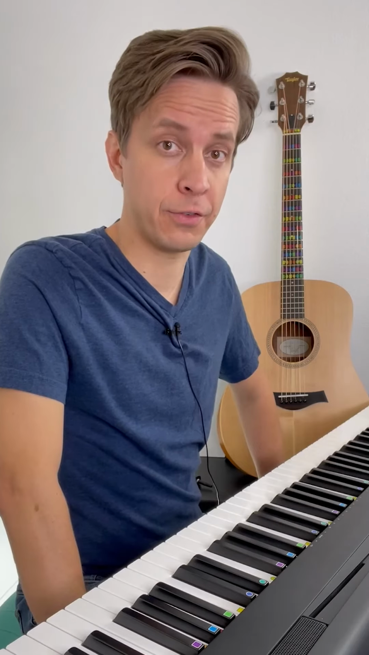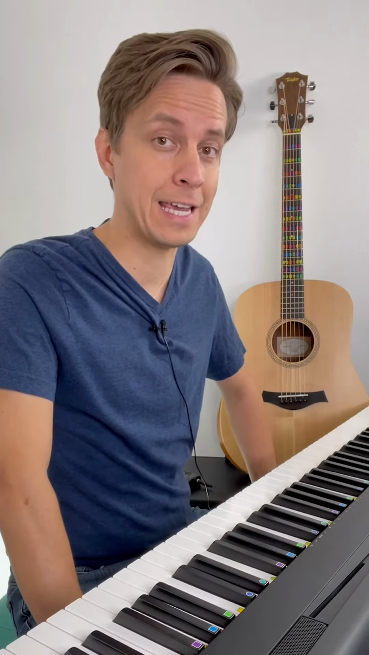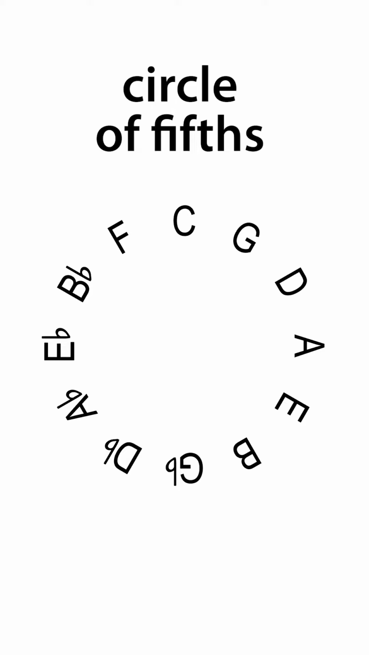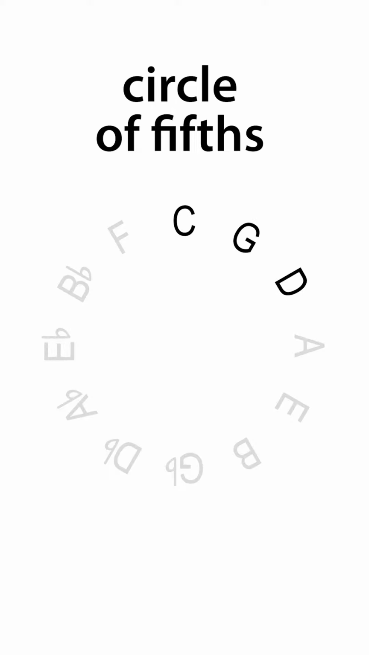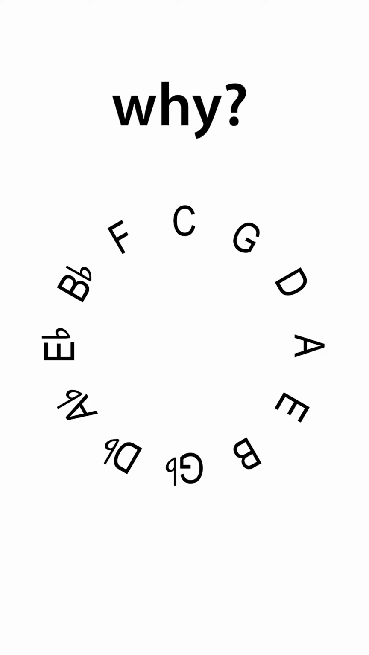The circle of fifths is a pattern in music that explains how all notes, chords, and keys are related, and this is the sequence. C, G, D, A, E, B, G flat, D flat, A flat, E flat, B flat, and F. Now at first the sequence of letter names can seem abstract or confusing, like why are the notes arranged in this order and how are you supposed to use this pattern?